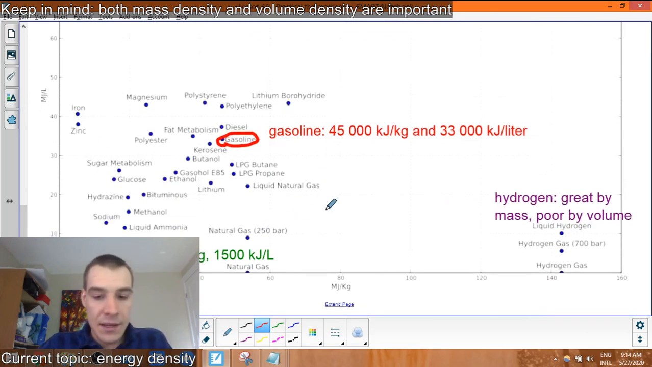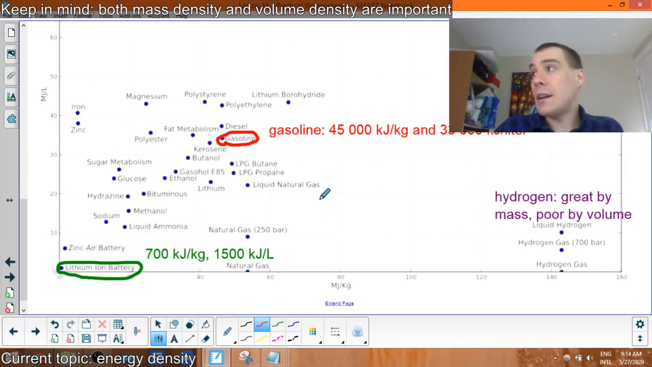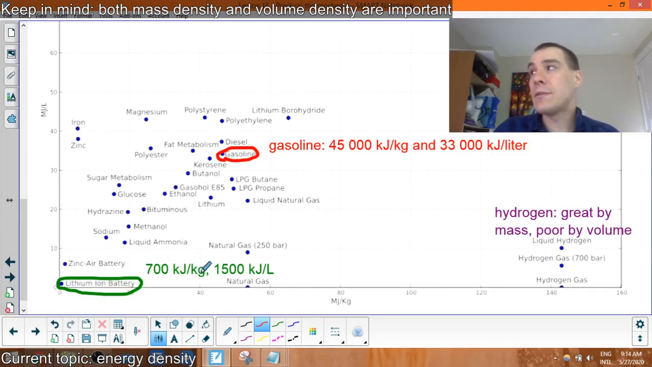And this is a great thing from Wikipedia. It's different energy densities. Here's lithium ion battery, 700 kilojoules per kilogram, 1500 kilojoules per liter. Let's look at gasoline. 45,000 kilojoules per kilogram, right? 45,000 versus 700 per weight. And in terms of per liter, 1500 versus 33,000. So it holds way more energy in a kilogram, and that energy fits in a much, much smaller space than it does for an electrical battery.